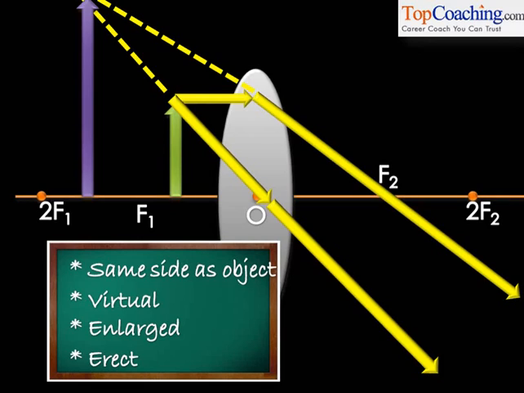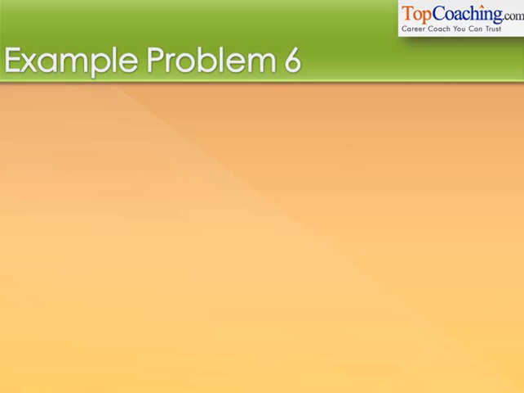So these were all the cases. We took the object at infinity and then we brought it closer and closer to the convex lens and we formed images. You must remember where the images are formed when the object is placed in a certain position. So that was about image formation for a convex lens. Let's solve some problems to better understand this image formation.